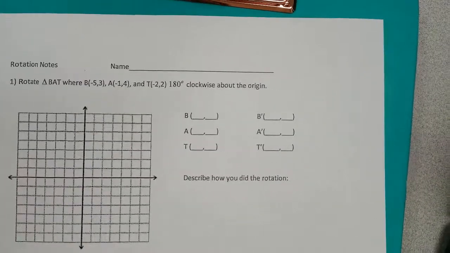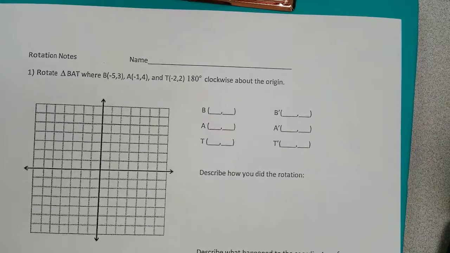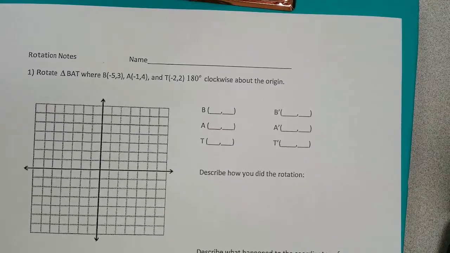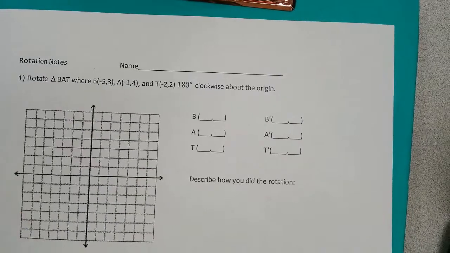Hello, geometry. So our video today is all about rotation. Rotation is kind of like a turn. When we do a rotation, one way of doing it is to actually turn our paper. So you have to know what the turns mean. Every time you turn your paper, it's going to be 90 degrees.